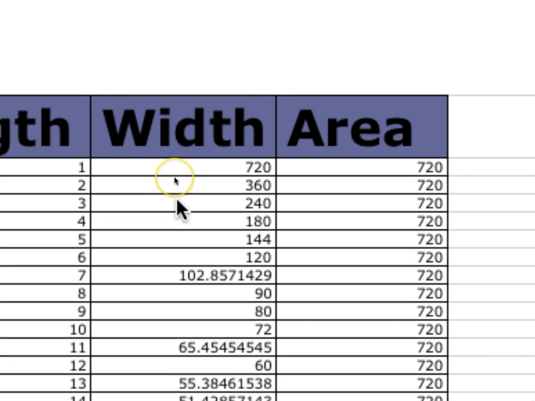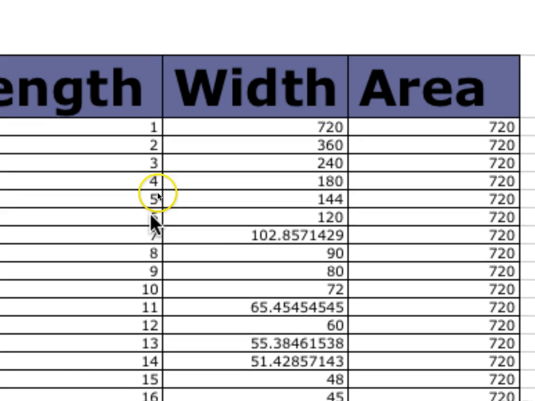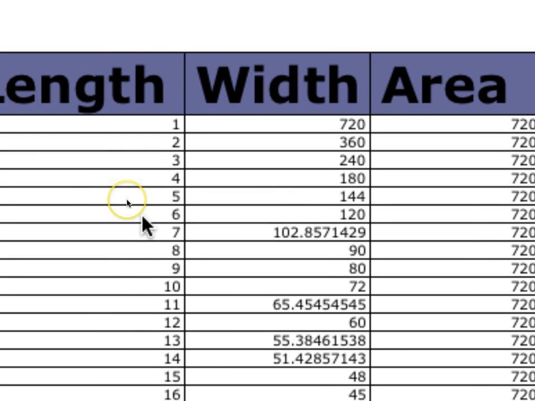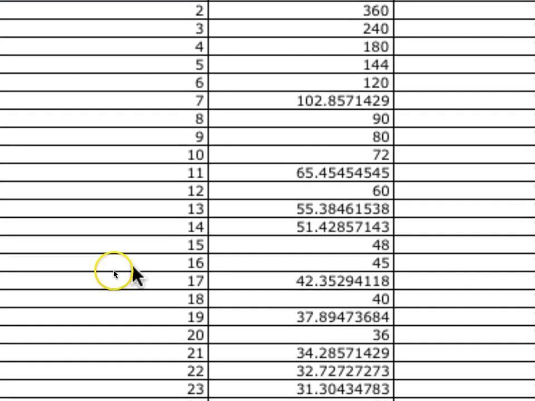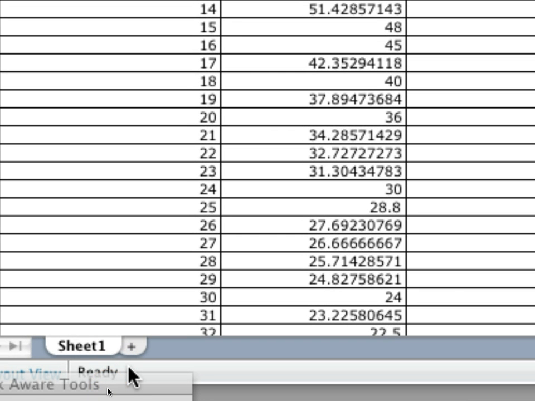3 and 240, 4 and 180, 5 and 144, 6 and 120, like what Diana just mentioned earlier. But what he knows about the relationship between the length and the width. As the length increases, what will happen to the width? What do you see? Decrease. So they are having the opposite effect, right?